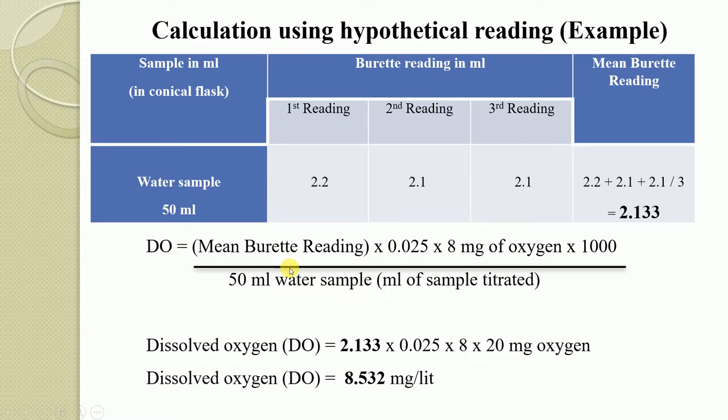For example, by the procedure we have just discussed, we obtain the readings such as 2.2 as the first reading, the second reading is 2.1, and the third reading is also 2.1. From these 3 readings we have to calculate the mean burette reading, which can be calculated by adding these 3 readings and dividing by 3. So the mean burette reading for this sample is 2.133. This figure we have to put into the formula we just discussed.